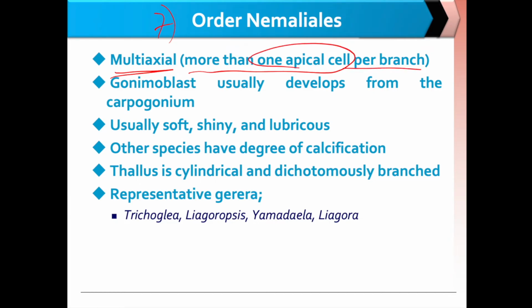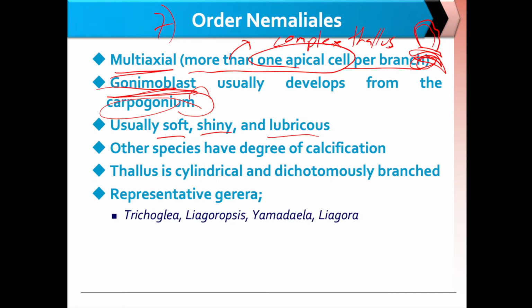cell mo. Usually, ang resulting growth pattern or habit pattern that we can see here is a more complex thallus na mas madaming branches at mas nodular siya or para siyang creeping form na parang yan, kung may bato ka man dito, ganyan yung mga itsura niya. Dahil dyan sa multi-axial na type of its growth form or, well, germinative part. So, more complex thallus. Meron din silang gonimoblast na nagde-develop muna from your carpogonium. Usually, they are soft, shiny, and lubricous. So, yun yung main characters ng mga Nemaliales natin.